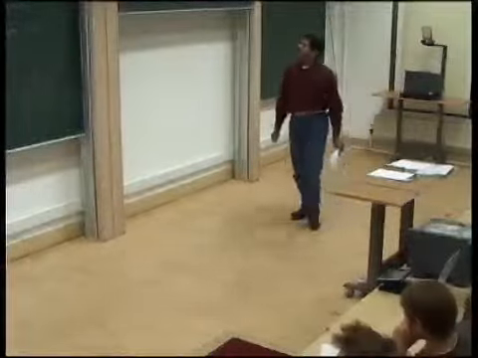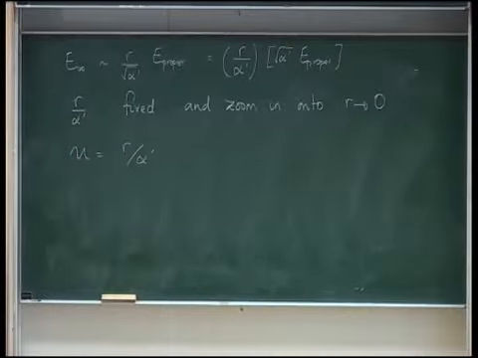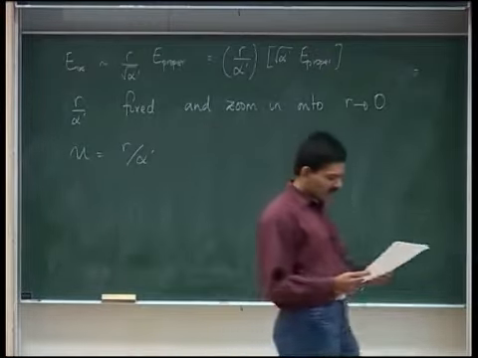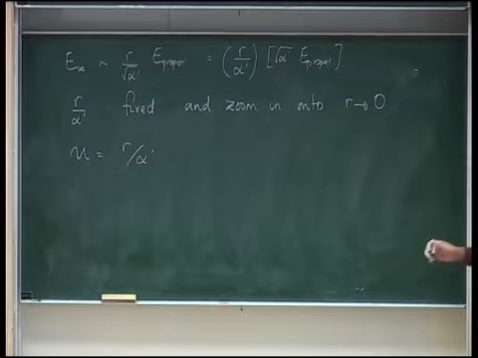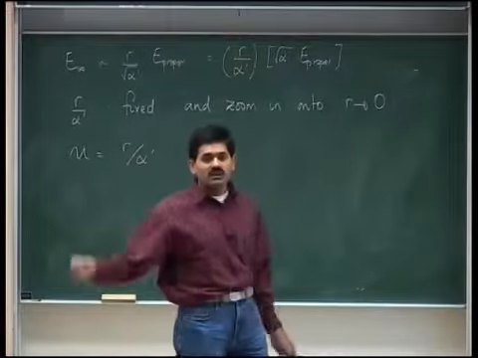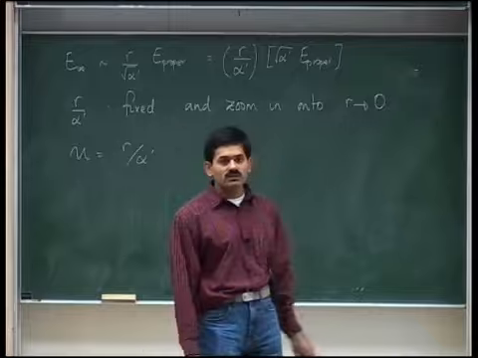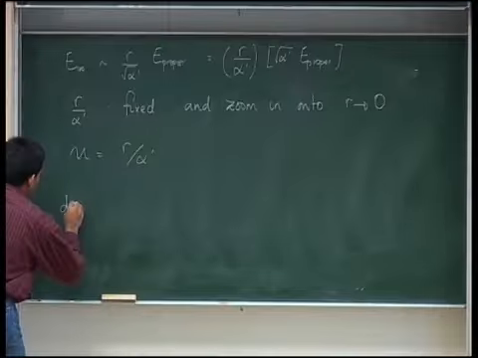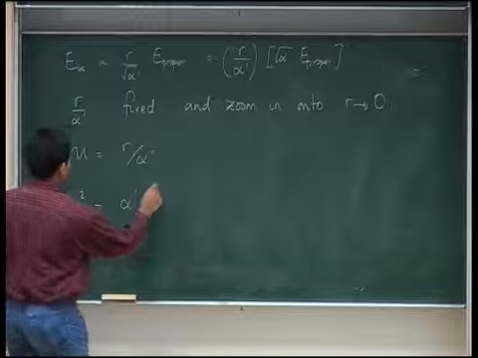It's actually convenient, to keep this quantity fixed, to introduce a new coordinate u, which is just r over alpha prime, so that u is finite, and then do the coordinate transformation, just explicitly replacing r by u times alpha prime in that metric and taking the limit alpha prime goes to 0. Okay? So what do you get? You get an explicit factor of alpha prime.